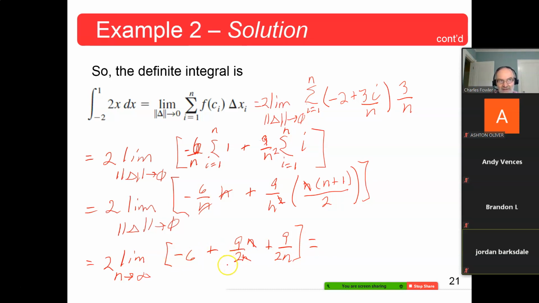9 halves is 4.5, so that would be what? Negative, okay, another way to look at it. Minus 6 would be minus 12 halves plus 9 halves would be minus 3 halves. You got a 2 out front here, so that's going to be minus 3, and then as n goes to infinity, this one goes to 0. So I get that summation to be negative 3.